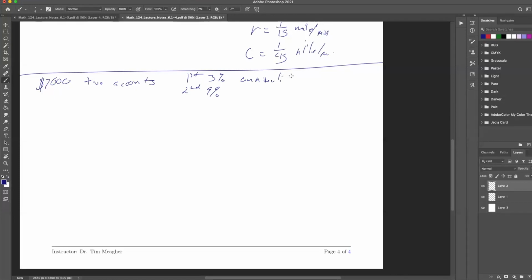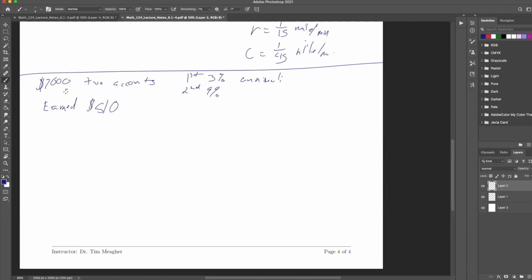Annual interest, and it says you earned $510. Okay, how much was invested at each rate? So it wants to know how much did you put in the first account and how much you put in the second account. So you split $7,000 between the two accounts. I don't tell you which account. I put X amount of money into it, right? And overall, you earned $510.